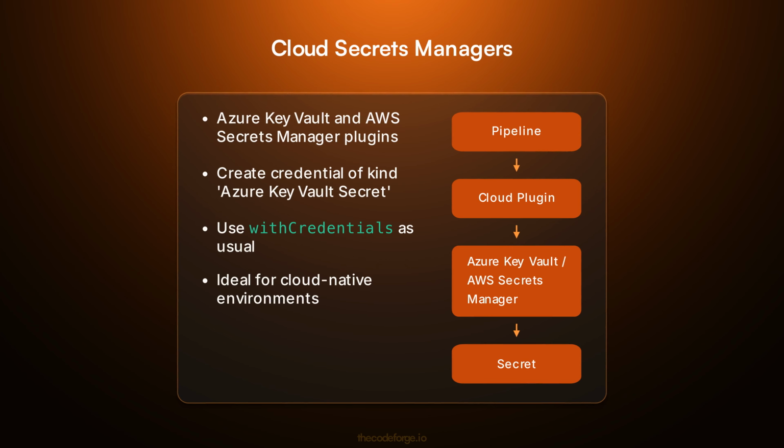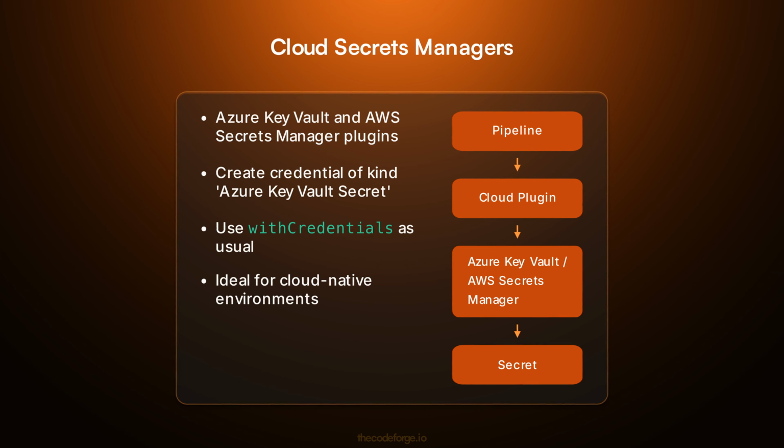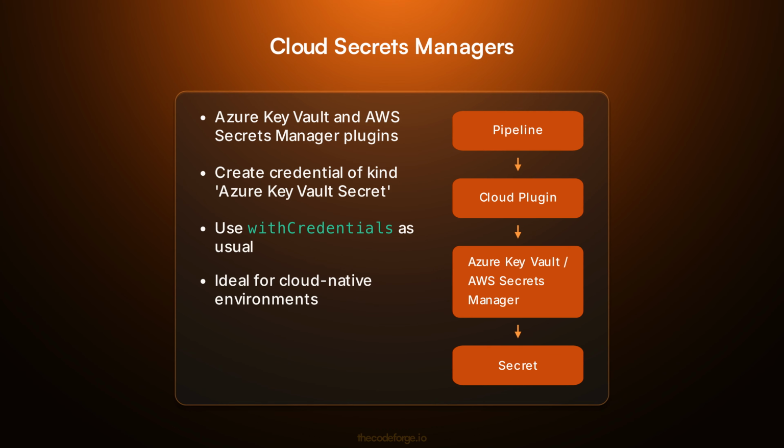If you're on a cloud provider, use their Secrets Manager. Jenkins has plugins for Azure Key Vault and Amazon Web Services Secrets Manager. Configure the plugin, create a credential referencing the secret, and use withCredentials to inject it.